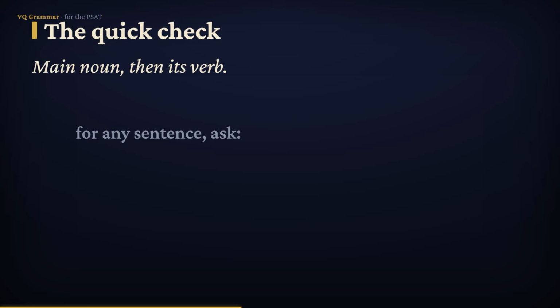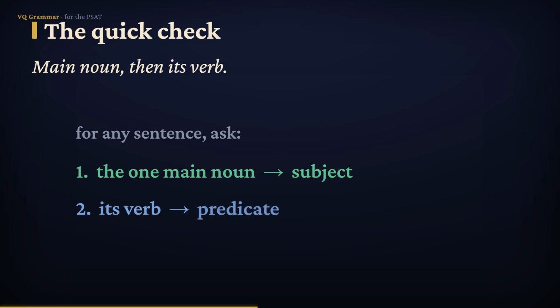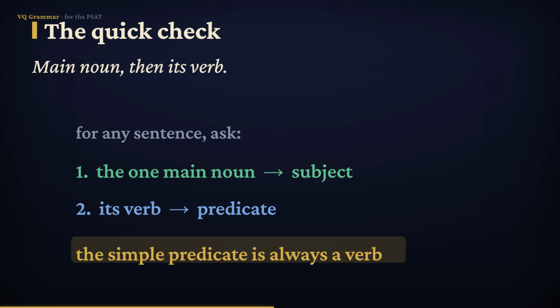Here's your quick check for any sentence. First ask, what is the one main noun the sentence is about? That's the simple subject. Second ask, what verb goes with it? What does that noun do, or what is it? That's the simple predicate. And never forget the rule that makes it easy. The simple predicate is always a verb. Find the main noun, find its verb, and you've got the core.